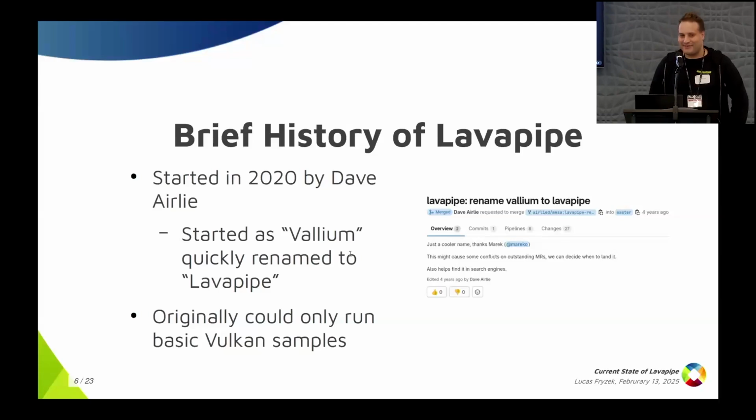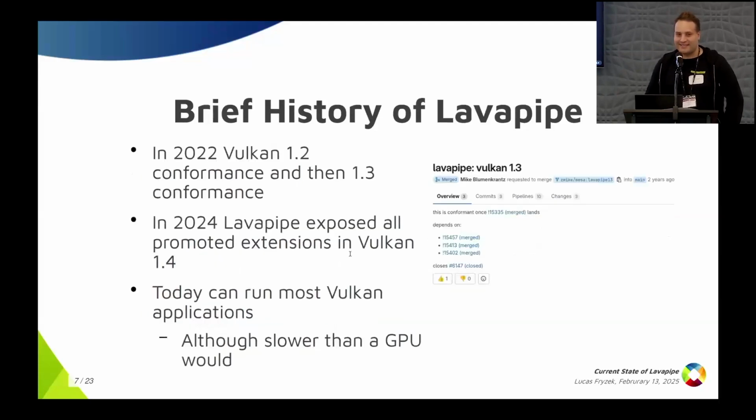And originally it was not conformant. It could run a few samples, but chances are it would probably crash on anything that you wanted to run against it. In 2022, it reached 1.2 conformance, and very shortly after 1.3 conformance. And as I mentioned before, in 2024, it now exposes all the extensions required for Vulkan 1.4. And you can run a lot of stuff. You heard in the Blender talk that George uses it in Blender for testing. So real applications run against this. It's something that is more than just like a toy.